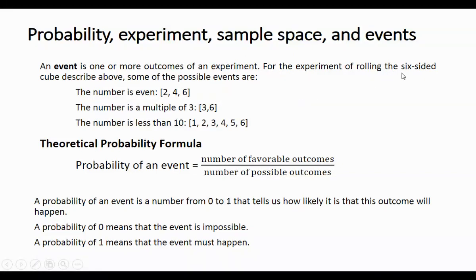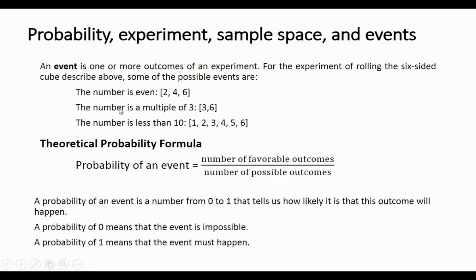For example, the experiment of rolling a six-sided dice and describing the number, if the number is even. That means for one die only, we have the list of all possible outcomes, which we call the sample space. So we have here 2, 4, and 6.